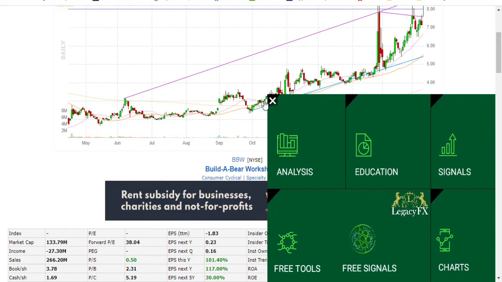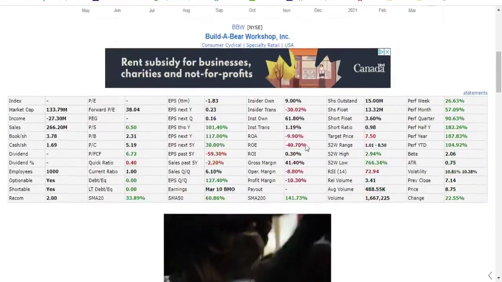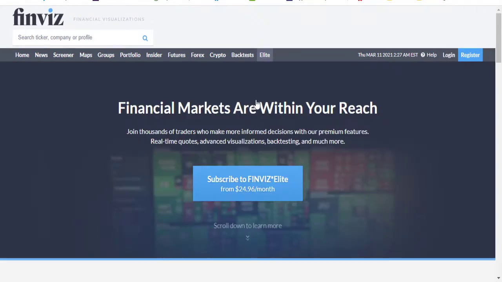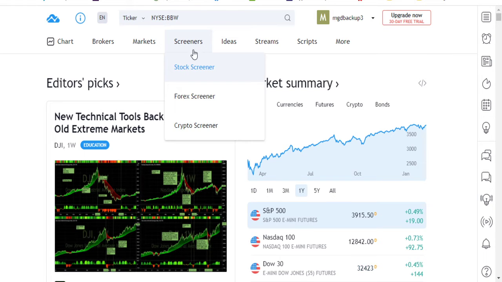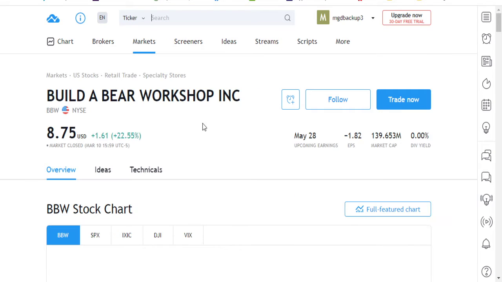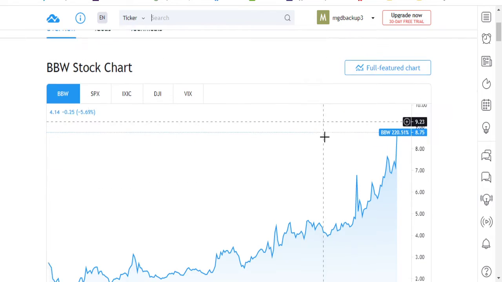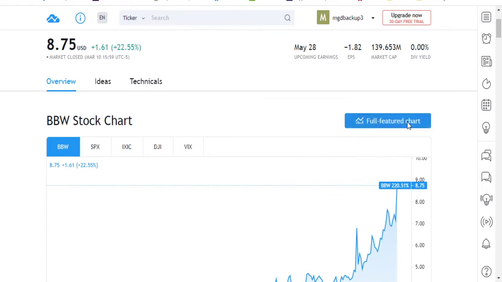Man, these ads are insane. Okay. Interactive chart right here. Oh, come on. Oh, okay, wait, we're doing it wrong. Okay, go to tradingview.com, go to BBW, Build a Bear Workshop. This is where I do all my chart work. I'm going to click on full feature chart.